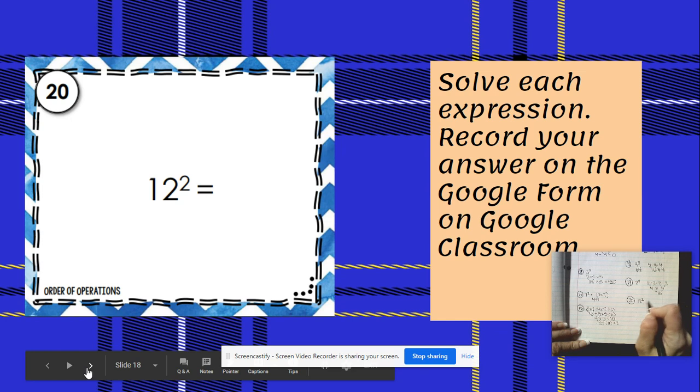And the last one, 12 to the second power, or 12 squared, is 12 times 12, and we should know that fact is 144.